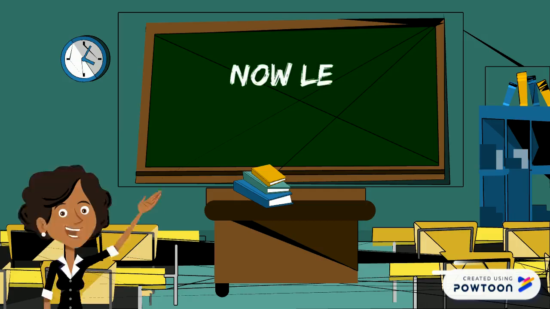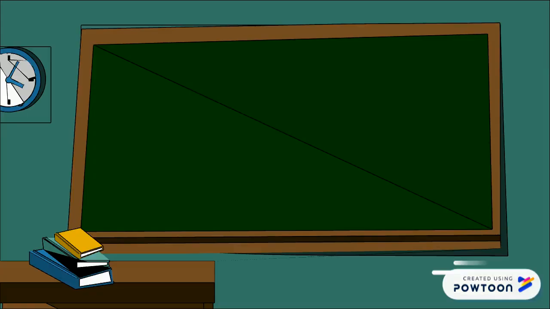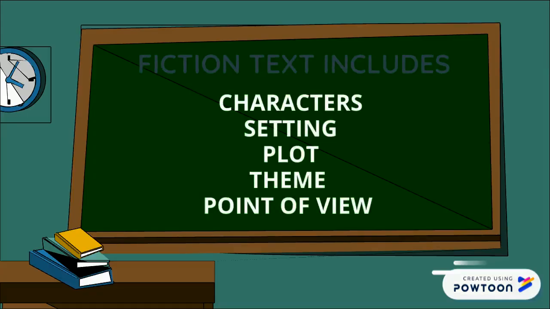Now let's review the key terms in fiction. Fiction text includes character, setting, plot, theme, and point of view.